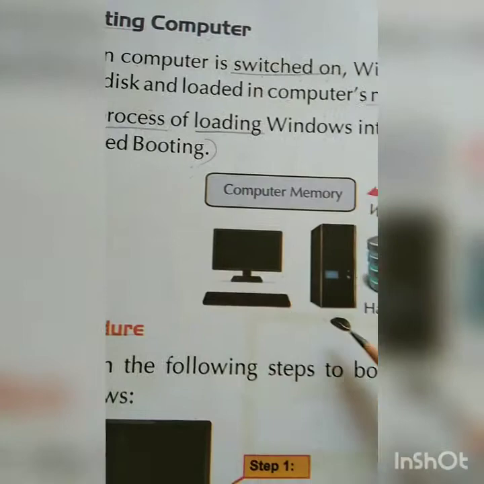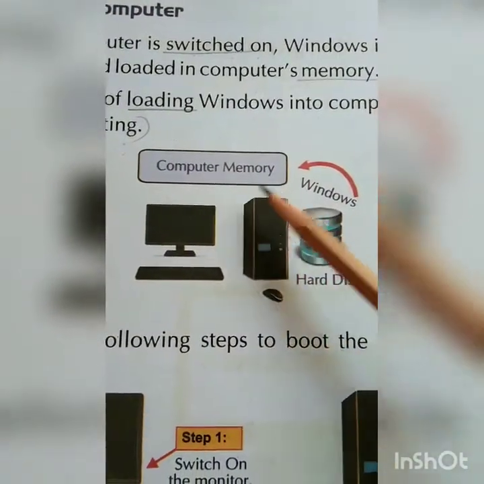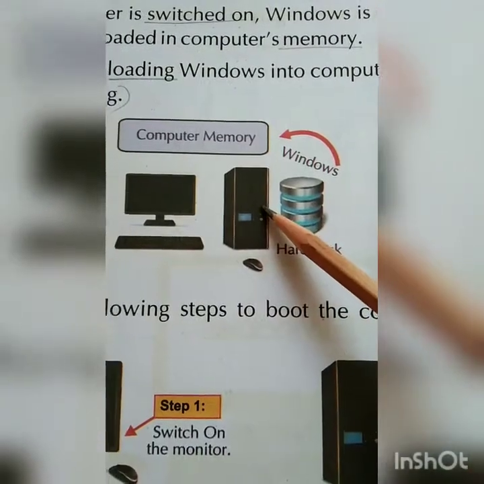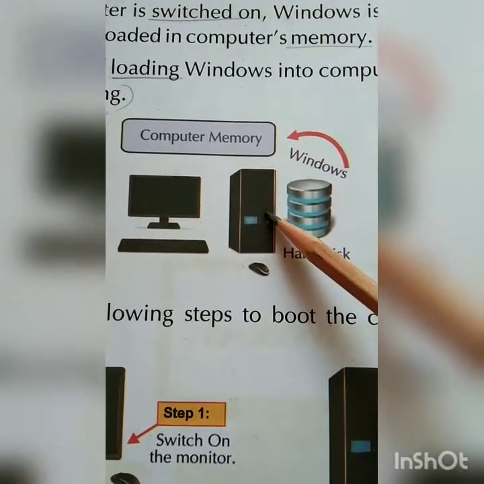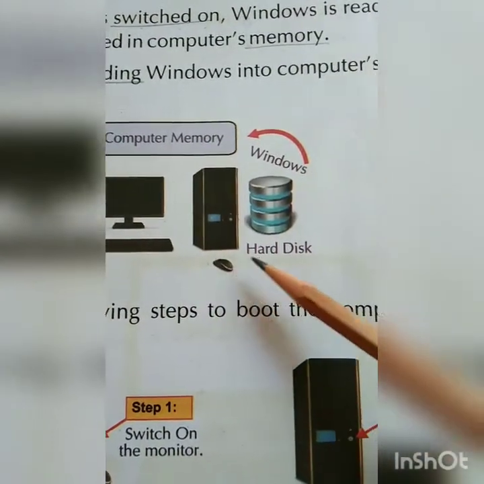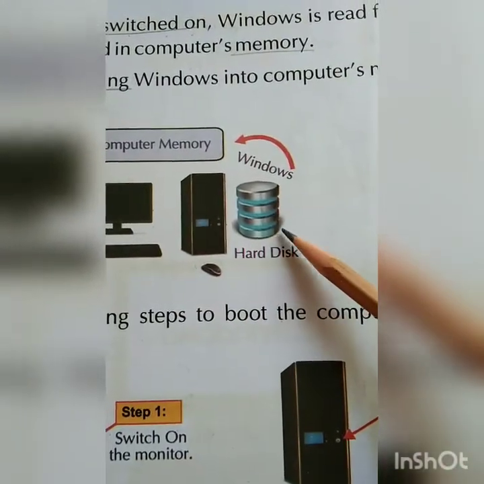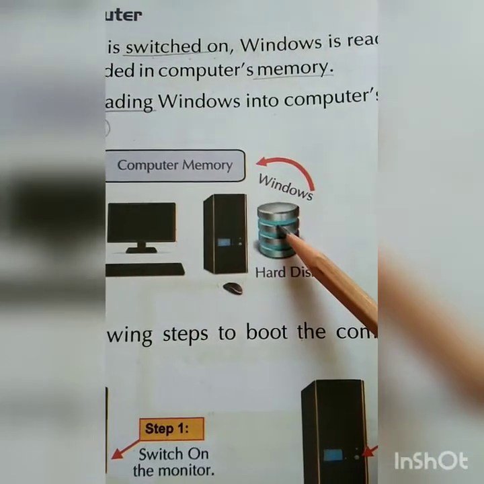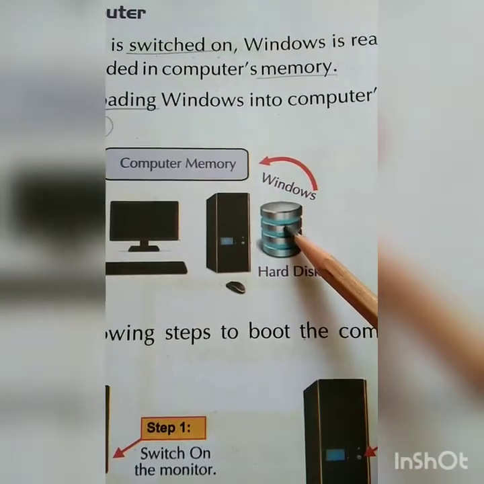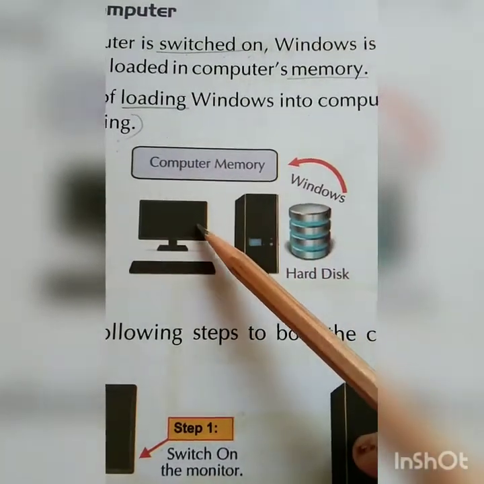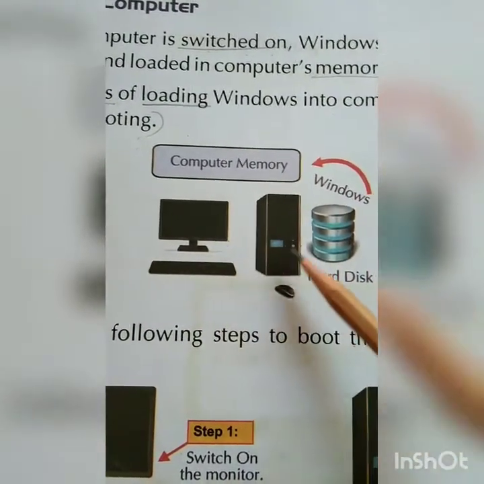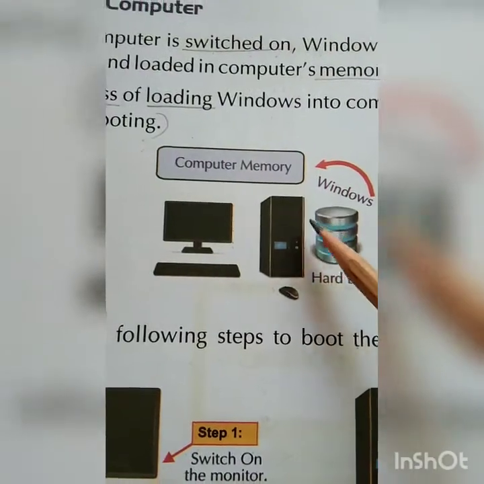Now we will see it by the picture. Computer memory is on the monitor also, and it is saved in the CPU, storage device, hard disk, keyboard, mouse, and this is the hard disk where it is stored. Okay, so the computer is switched on and it is loaded by the hard disk, and you can see it on your monitor screen. This is the picture shown on page number 24 of your textbook.